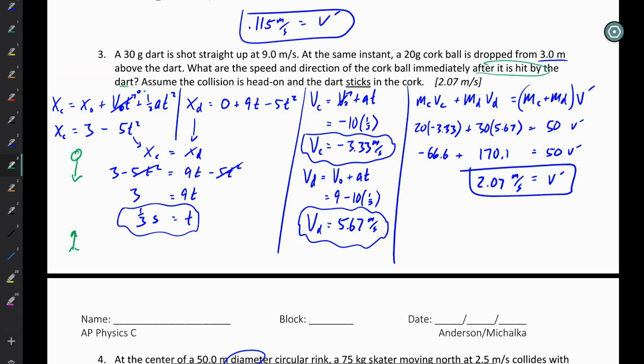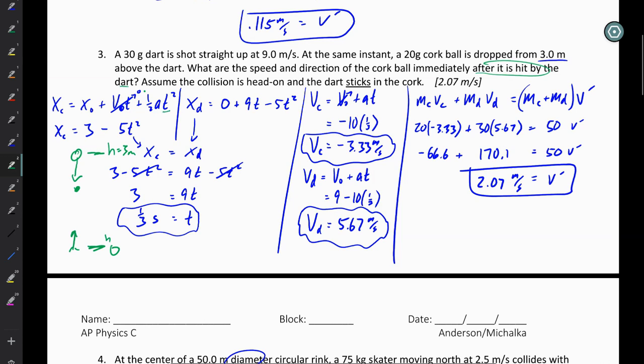Well, the first thing is we need to know at what time and or what position they actually are going to meet each other. So the first piece of this problem is really kinematics, where the bottom object starts at a height of 0, and the top object starts at a height of 3 meters. And this position in the middle, let's call it X, is where they're going to meet.